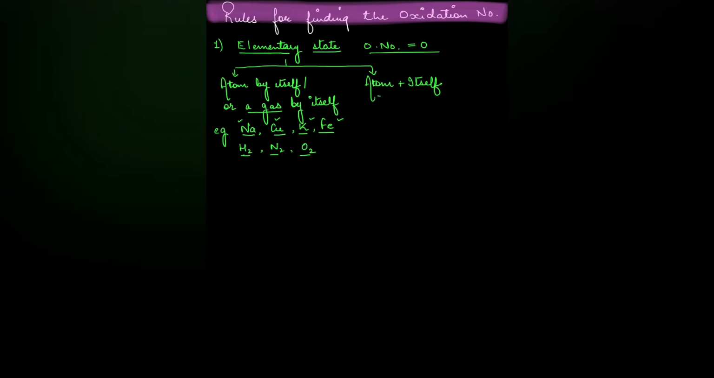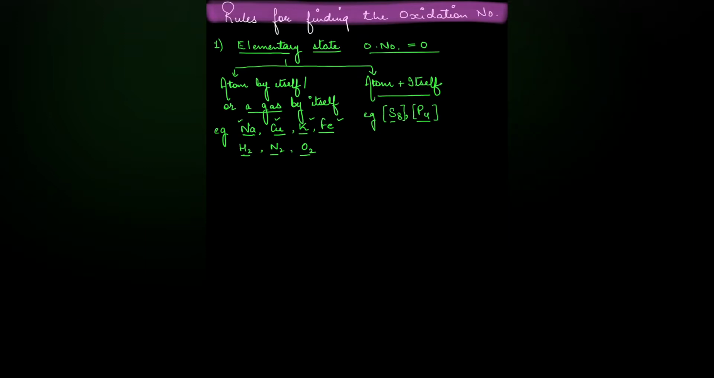Now the atom, when it combines with itself, let's take an example of sulfur, phosphorus. Now in this case, each sulfur atom is combined with itself, and in the second case 4 phosphorus atoms are combined with itself. So in this case also the oxidation number will be 0.